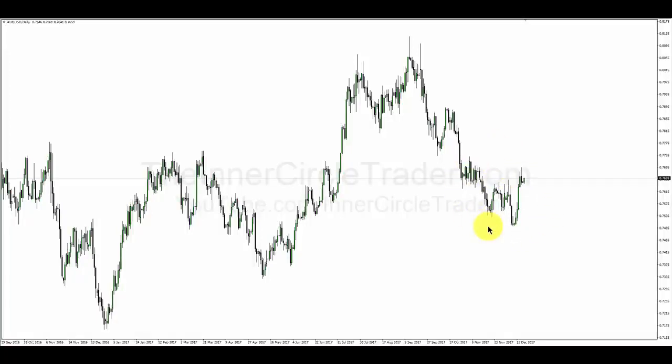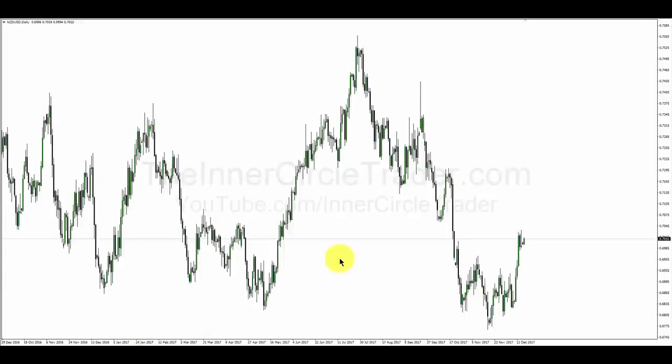So the move is done for Aussie dollar, and we would have to wait for a new setup. So the uncertainty and consolidation nature of this pair would keep me on the sidelines. I wouldn't worry about trading this one. New Zealand dollar is very similar.